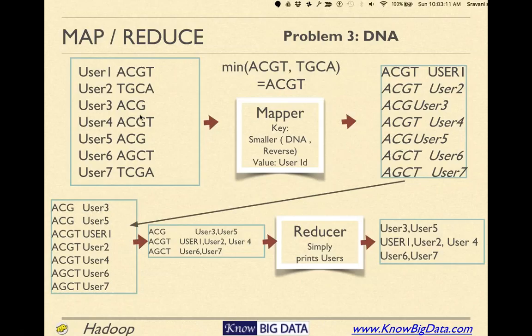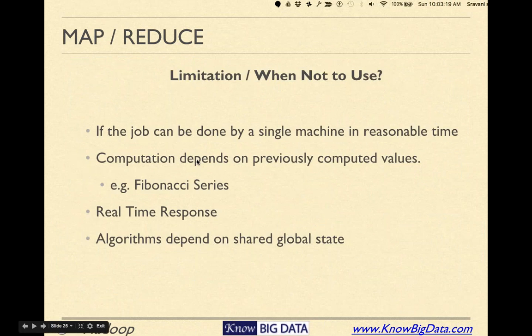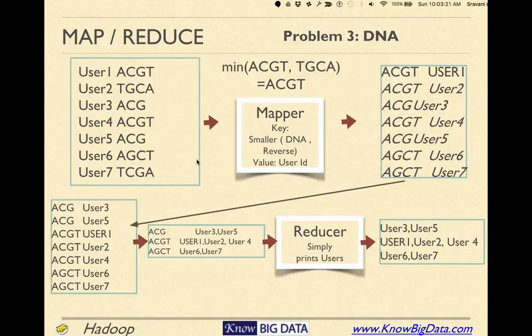Now user 4, what will be the key for ACGT? Sorry, how do I go back? Yeah. All right. And I think it's clear to everyone. Is it clear to everyone now?